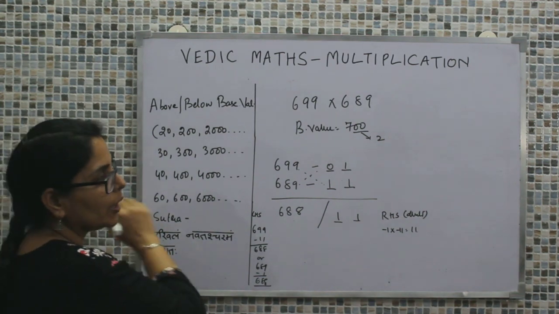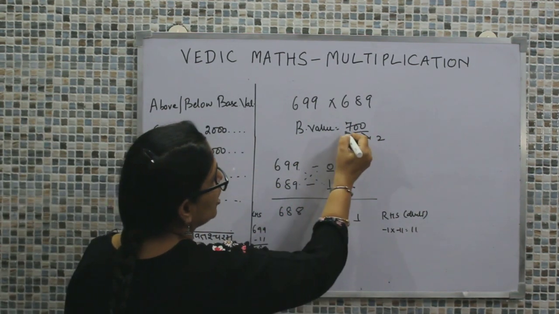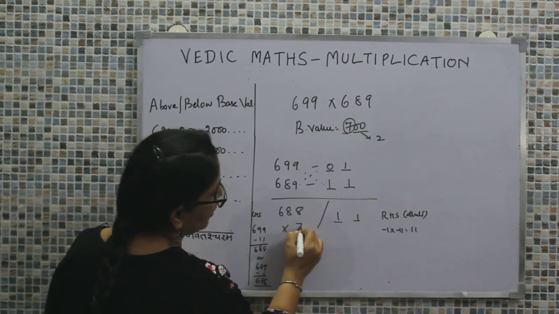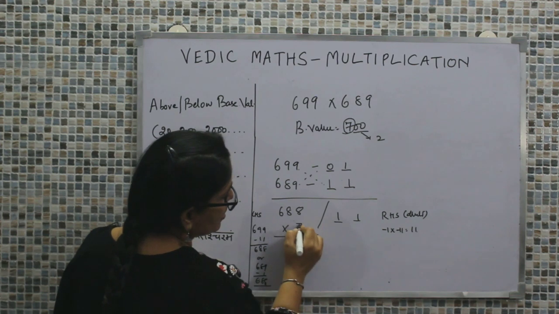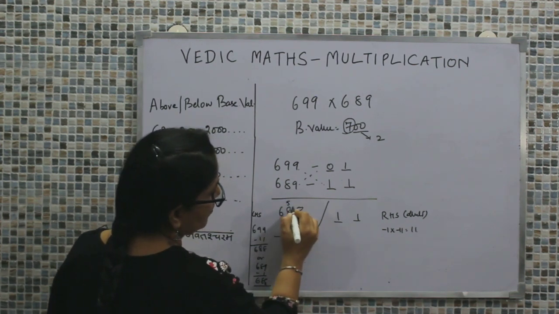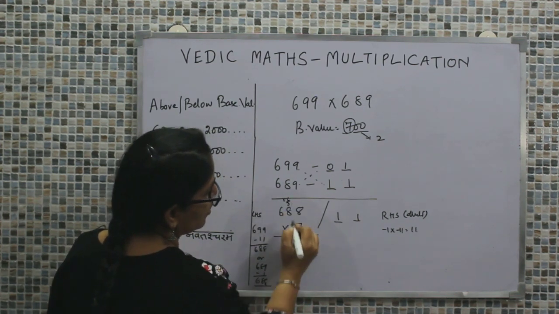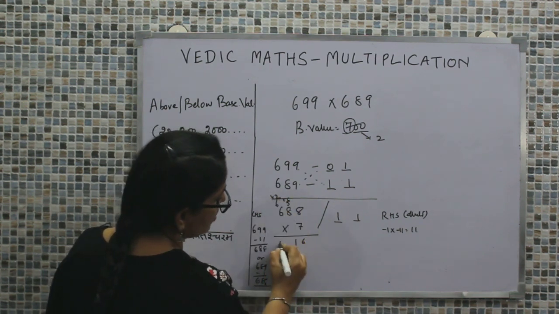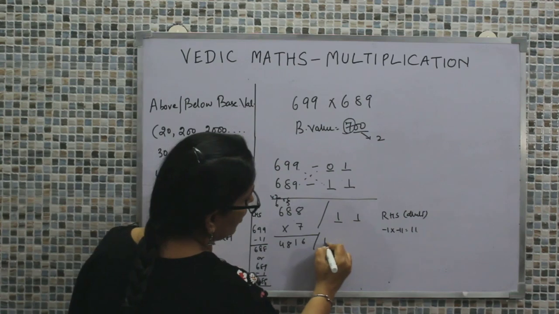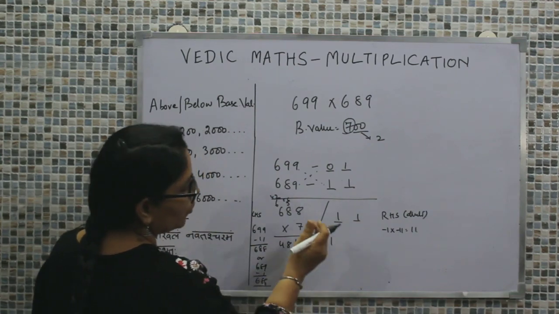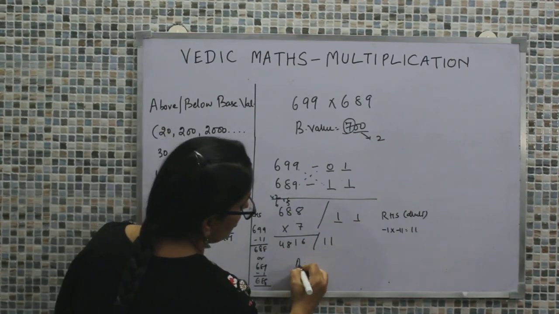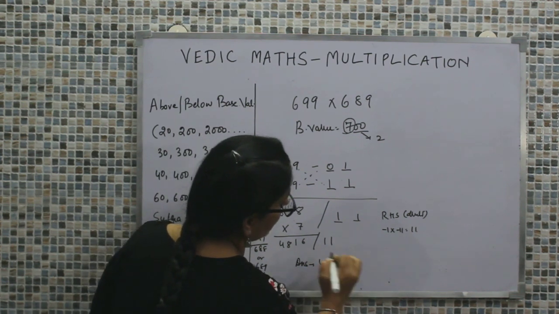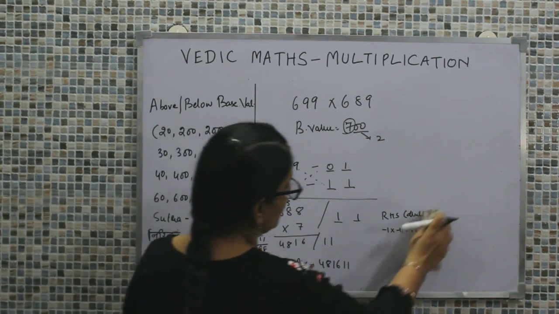But because we have taken the base value as 700, the multiplying factor would be 7. So multiply this by 7. 7 8s are 56. 7 8s are 56. So that will be 61. 6 7s are 42. That is 48. Because we don't have any overflow from the RHS, the answer comes out to be 481611. Verification of the answer.